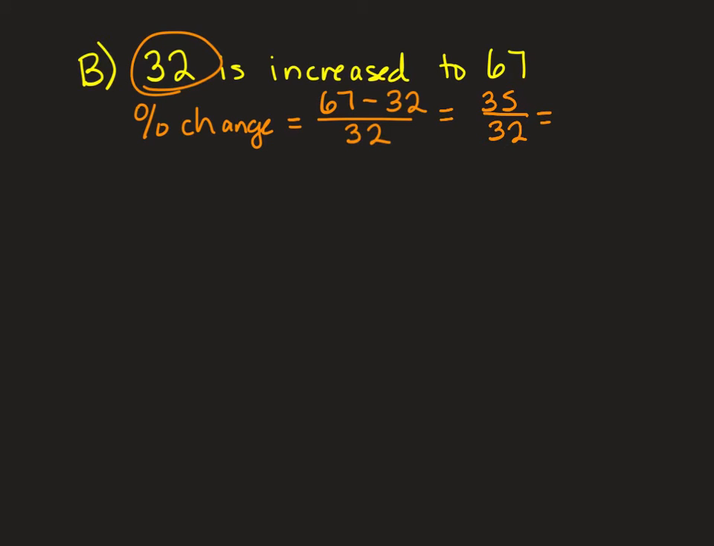35 divided by 32 is a decimal, 1.09375. And it ends there. And then we're going to move our decimal places 2 places right to get 109.4 when we round percent. And it was a 109.4% increase.